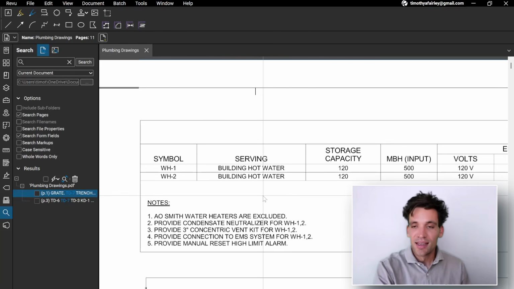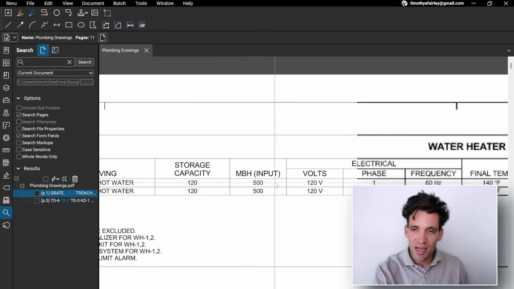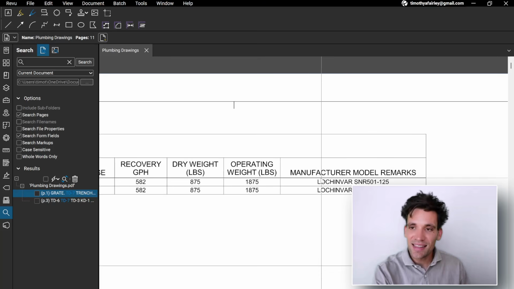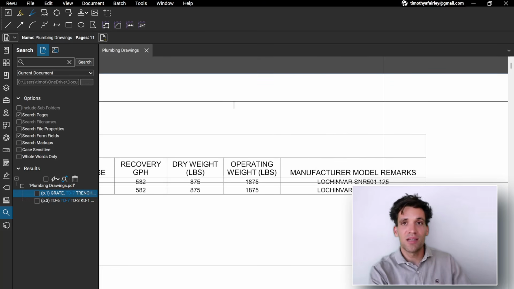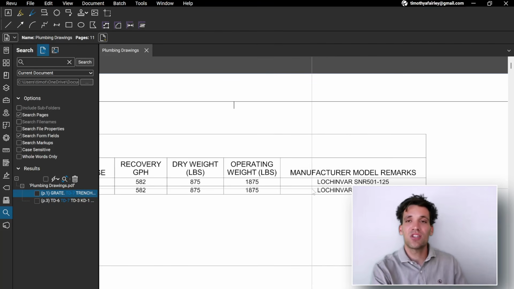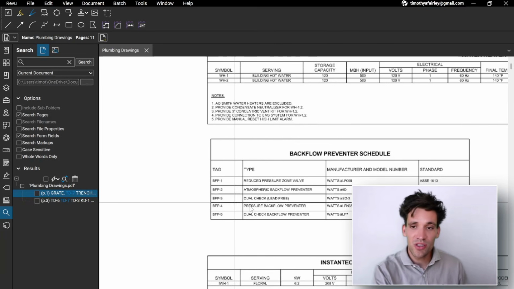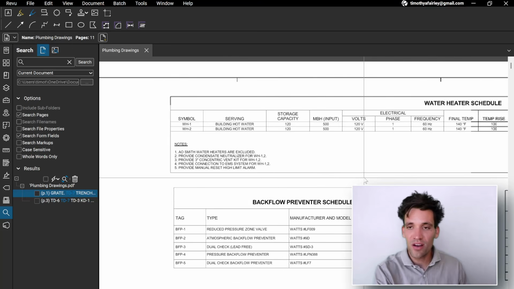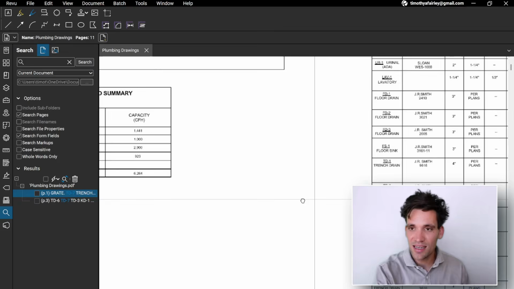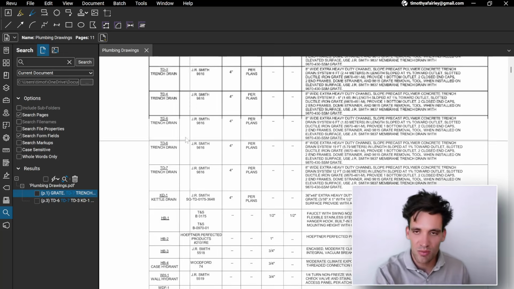So 2 building hot water units, WH1, WH2. It has the capacity, the input, the volts, the phase, the frequency, and it does have a recommended manufacturer. So you could just simply then Google this product and you can see a picture and the product specs of exactly what it looks like. We've got the backflow prevention device. There's 5 backflow prevention devices, the gas load summary, there's an instantaneous hot water heater, and then there is a whole list of different plumbing fixtures and equipment.